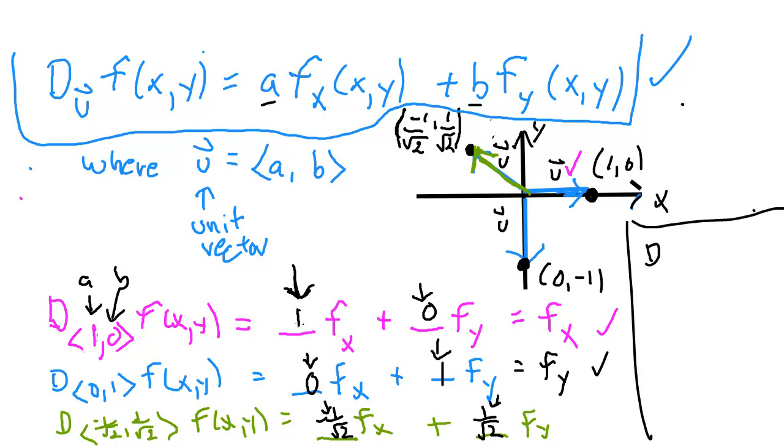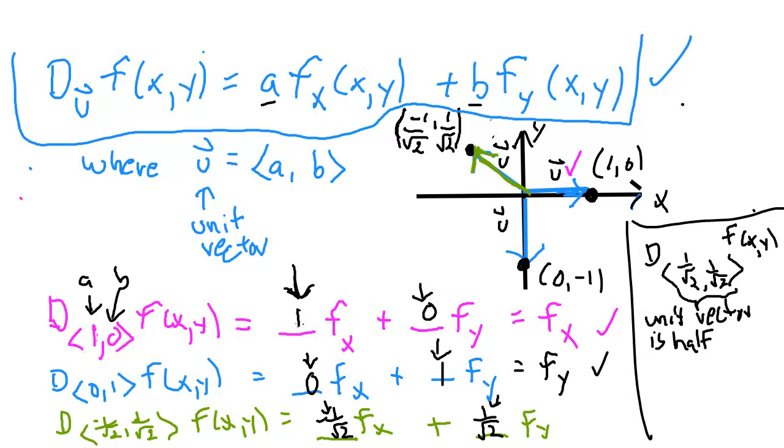And as another example, if you wanted to find the directional derivative of a function where your unit vector is 1 over root 2 and 1 over root 2, this unit vector is halfway between the x-axis and the y-axis, right? 1 over root 2 comma 1 over root 2, that unit vector is halfway between the x-axis and the y-axis.